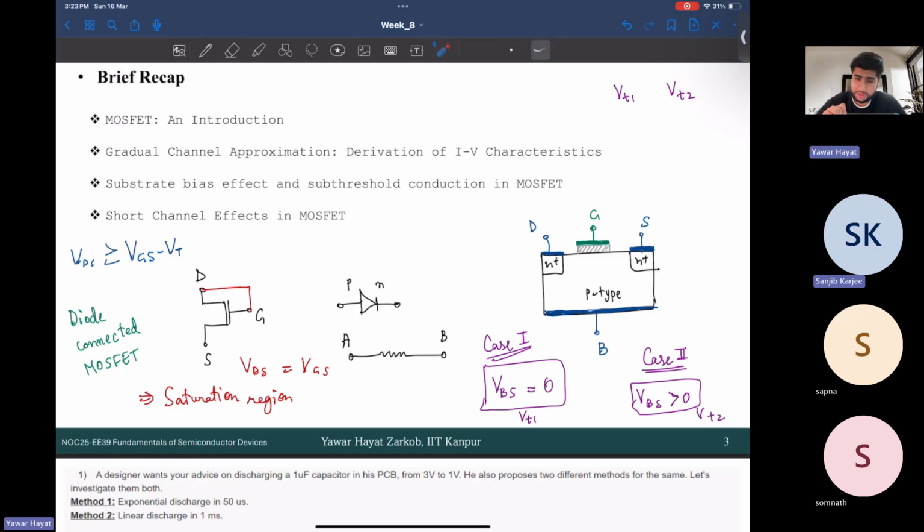Sir, in case 2, VT2 is less than VT1. Are you telling this? VT2 is less than VT1?